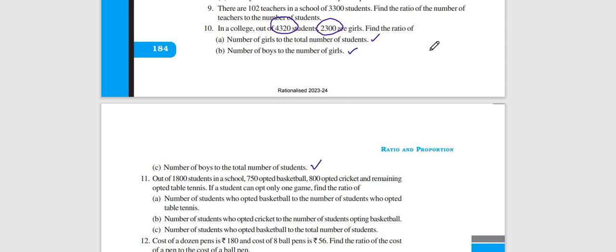So here what is given? Number of students 4,320 and girls are 2,300. So in the second question we required number of boys. So we have to calculate the number of boys. If you subtract, 2020 boys will come.